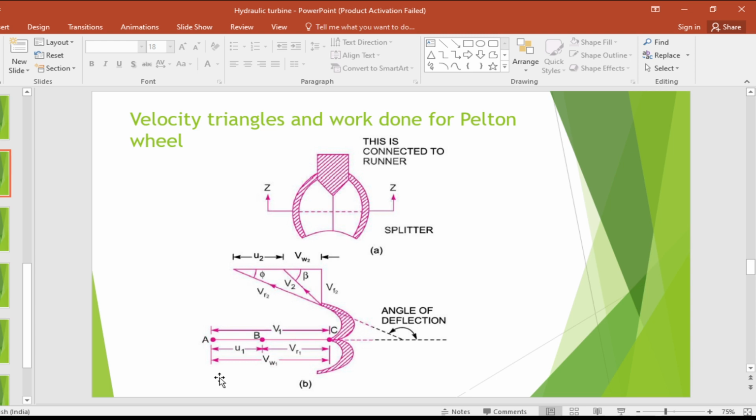Also v2 will be the velocity of jet at outlet. u2 will be the velocity of a plate or a wheel. Here u will be the velocity of the wheel. Here the angle of deflection is shown, VR1, VR2, that is relative velocities, whirl velocity, flow velocity, guide blade angles, and vane angles are shown here. All these have already been explained in the impact of jet chapter, so I am not going to explain them again.